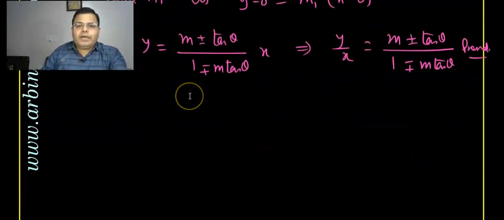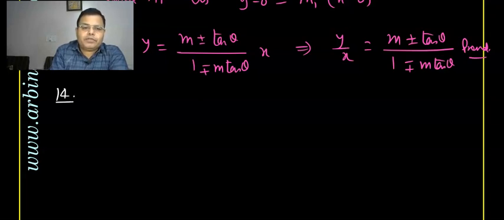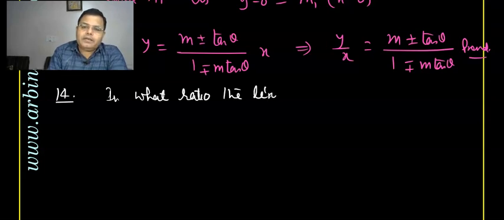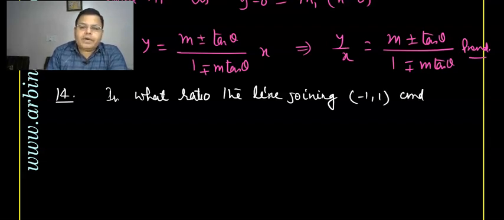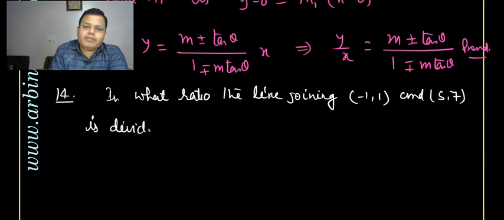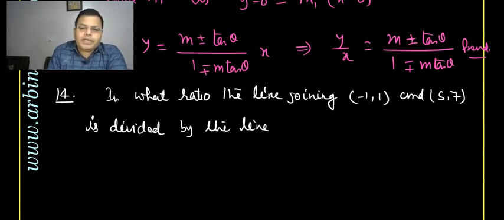Okay. Now, let us solve some other question, and the question is 14. In what ratio is the line joining (minus 1, 1) and (5, 7) divided by the line x plus y is equal to 4? This is the question. So in what ratio the line joining this and this is divided by another line?